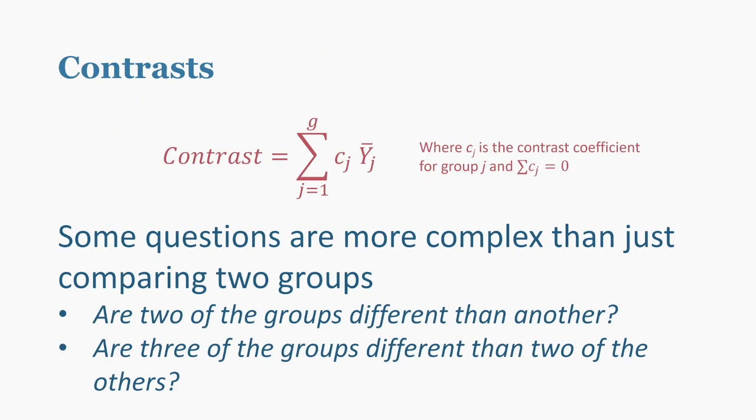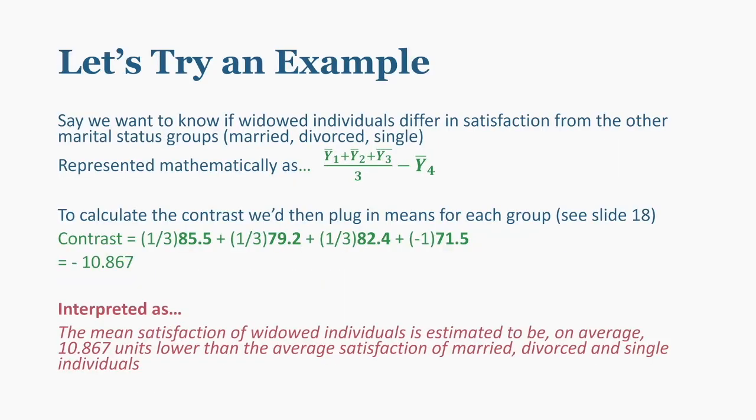Okay, so a final topic for categorical predictors is contrasts. A contrast is exactly what it sounds like. It allows you to compare or contrast two or more groups, asking questions like, are two groups different from one another? Or you can ask more complex questions such as, are 3 of the groups in a category different from the remaining 2 groups in a category? So you can make contrasts as simple or as complicated as you want. Okay, so let's try an example.